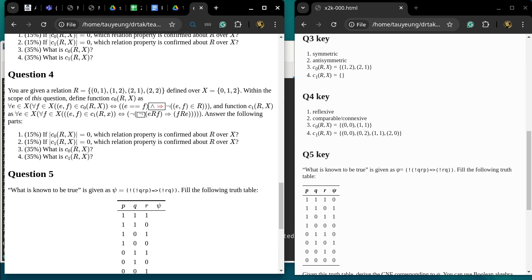0 does not relate to 0 in R, so it's missing. So that means it is a counterexample of why R is not comparable. 0, 2 and 2, 0 are both missing because you can see from here, 0 and 2 are not related in any way. And then 1, 1 is also missing because 1 does not relate to itself. We have 1 relating to 0, we have 1 relating to 2 twice, but 1 does not relate to 1. So 1, 1 is also missing, making the relation not comparable.